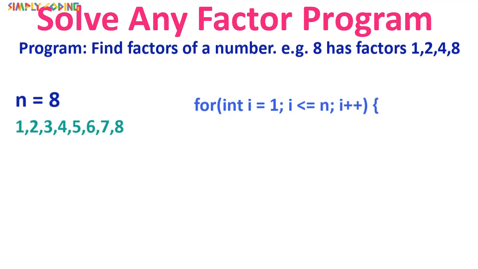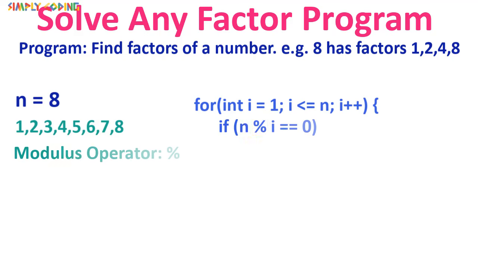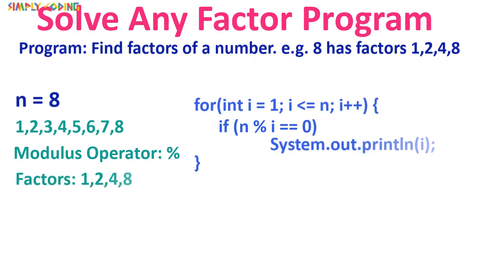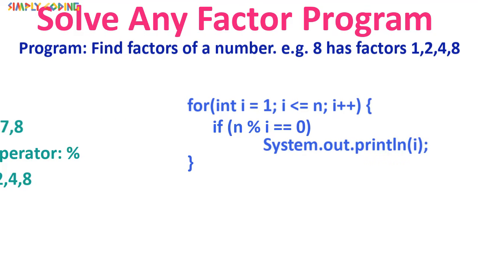Now we need to check which of them gives us 0 remainder. We will use an if statement and inside it we will use a modulus operator or percent operator to get the remainder. If it is 0, it means we have got a factor. In this program, we are just required to print the factors, so we will just write a System.out.println to print the factors.